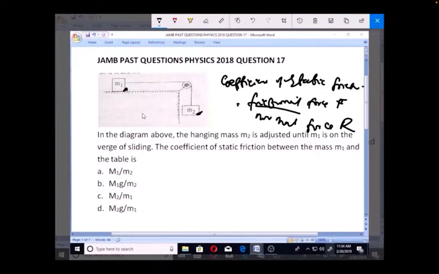Then basically, looking at this diagram and looking at the options that we have here, you can simply relate this by saying that mu is the force by this M2, which is mass times acceleration due to gravity, all over the force by this M1, also times this acceleration due to gravity. So if you cancel this G, you will have mu equal to M2 over M1. And that is C as being the option and the correct answer for this. So C is the answer.